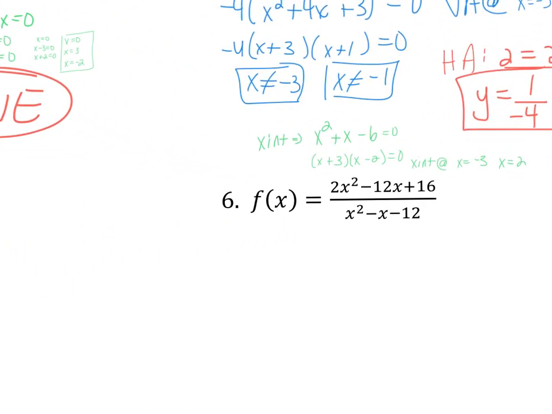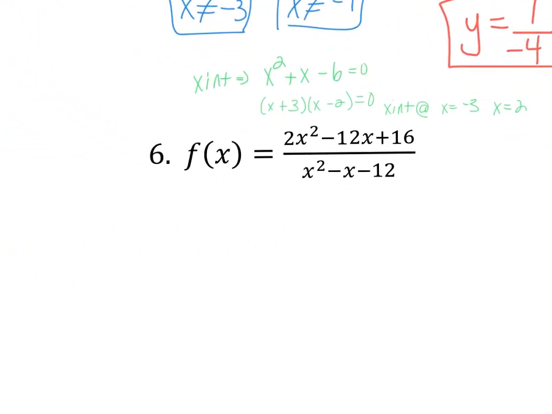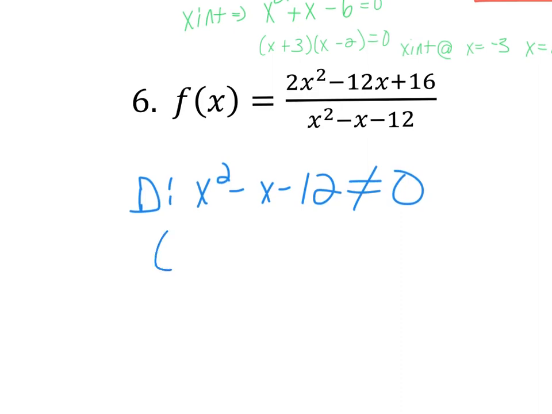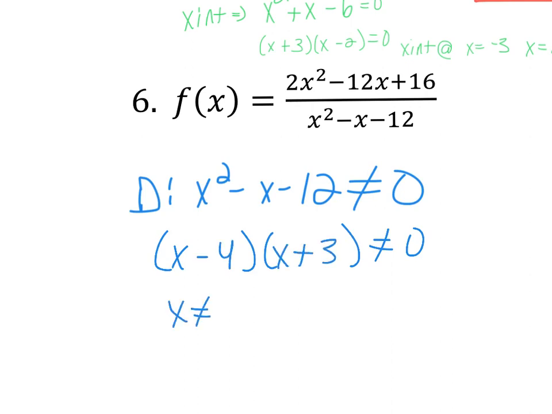Okay, let's look at 6. Domain. How do we find the domain? Set the denominator not equal to 0. Good. I'm so glad you guys are like, boo. I don't care. You get it. That's all that matters. Factors of negative 12 that multiply to give me negative 12, but add to give me negative 1. x minus 4, x plus 3. So x cannot be what two numbers?